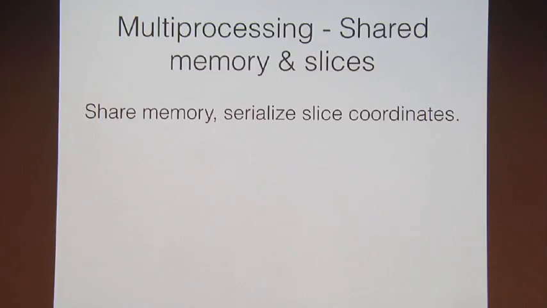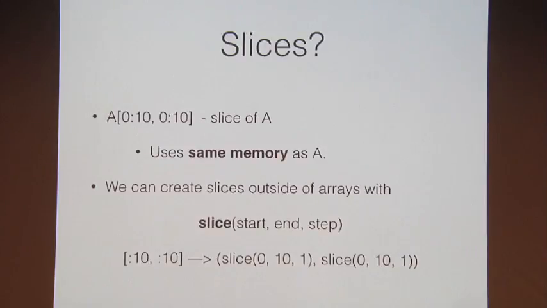So let's use shared memory. It doesn't cost us anything. The operating system just basically turns it into the same memory that multiple processors see. And we serialize slice coordinates. So remember, slices. This will matter for NumPy. This matters in a lot of cases where you're talking about shared memory, where you start talking about handles. Python happens to talk about them in slices.